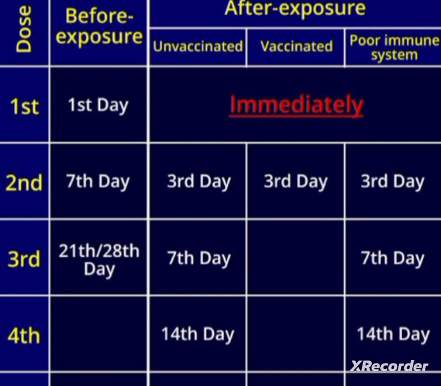Post-exposure prophylaxis is after the exposure or after the bite, where we give the IDRV or rabies vaccine in a different way. If the patient is unvaccinated, we have to give mainly four doses. Especially in India, we practice four doses. Immediately when the patient contacts the hospital, that time we give the first dose. Then on the third day we give the second dose. Then on the seventh day we give the third dose.